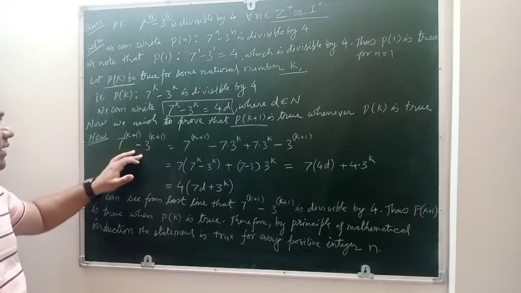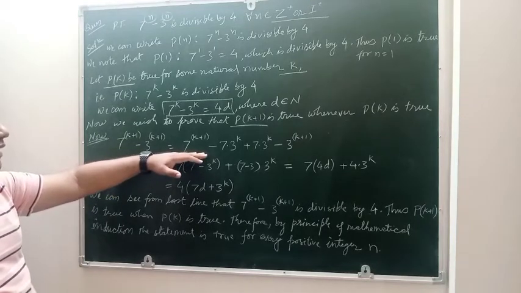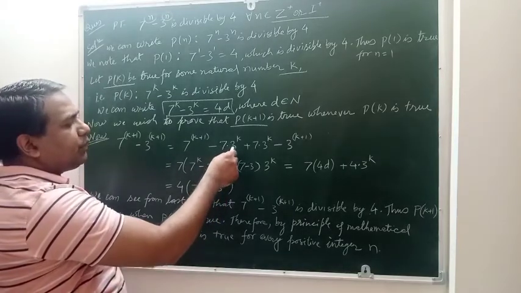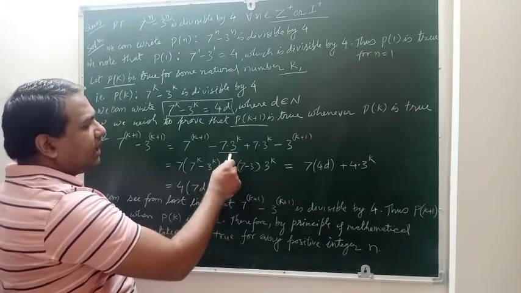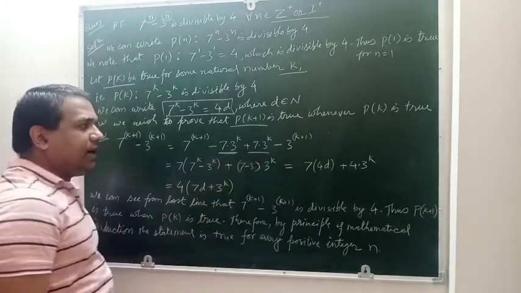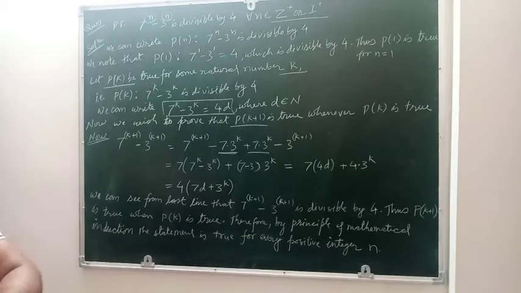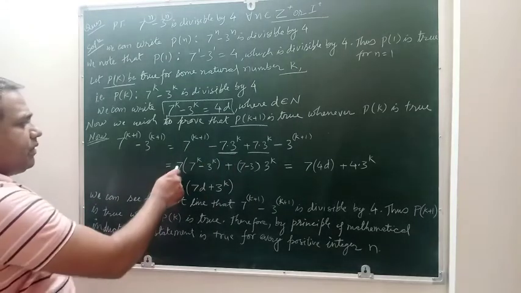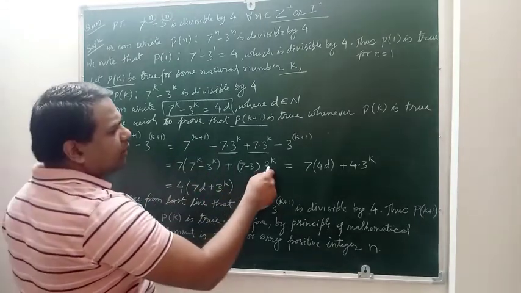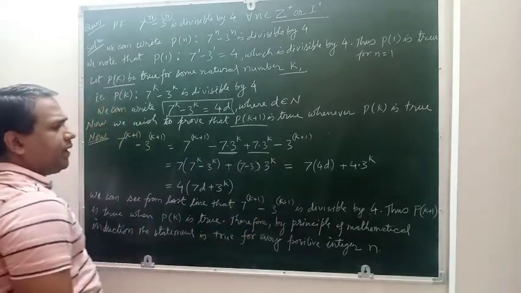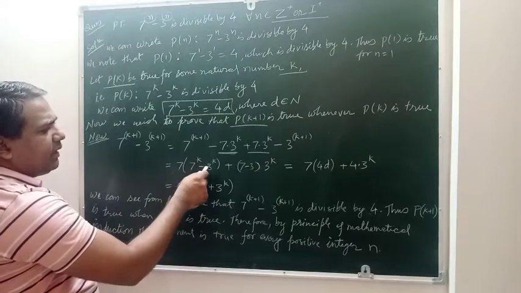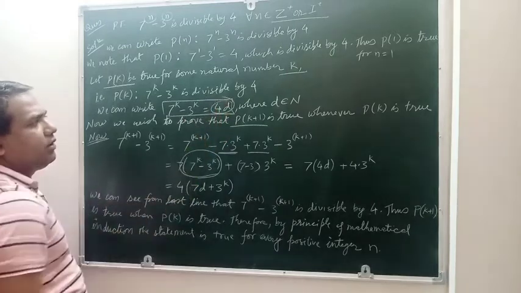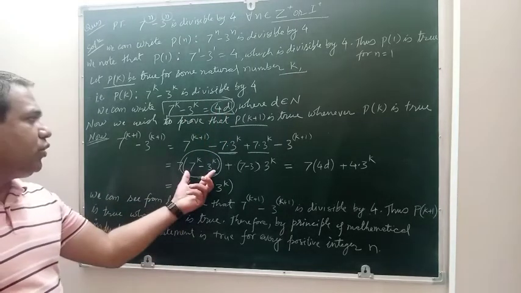So now this is equal to, what I did is I added and subtracted 7 into 3 power k. 7 into 3 power k I subtracted and later I added this number only. So there is nothing as a big difference. This is the same only. I took common 7 from these two terms. I took 3 power k common from these two terms and I got 7 into 7 power k minus 3 power k, and this is nothing but what we have already taken as equal to 4d.